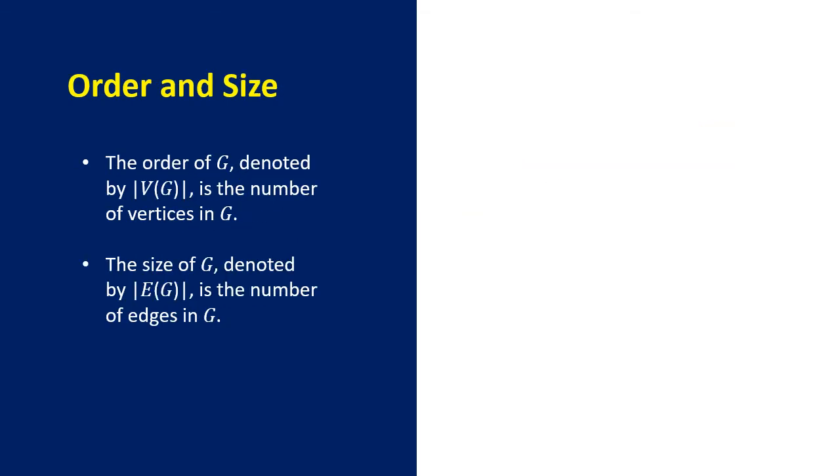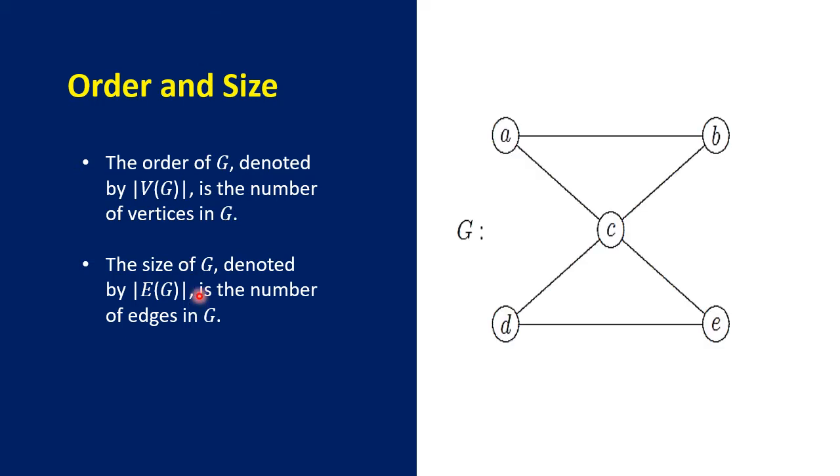Order and size. What do we mean by the order of a graph? It is just the number of vertices in G, whereas the size is the number of edges. So going back again to our example, the order of G is the number of vertices. And how many vertices do we have? We have 5 vertices. And what about the size? We are just counting the number of edges. So that's 1, 2, 3, 4, 5, 6.